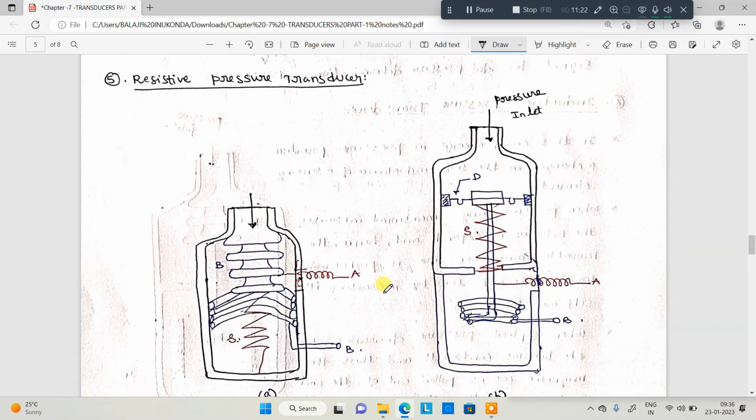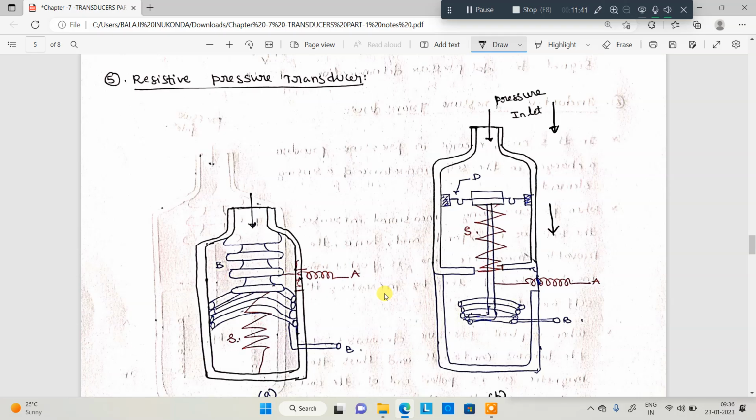So next we are moving to the resistive pressure transducer. In the resistive pressure transducer, very simple. Whenever pressure is applied to this particular inlet, what will happen? This particular inlet moves downwards. Whenever the movement is downwards, the length of the element decreases.